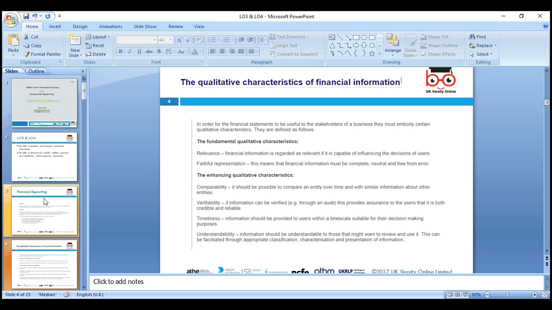Understandability: people who have a basic understanding of accounting and finance should understand the information, and the language we use should be understandable as well. Those are the users who might want to review or use it. So information should be understandable, and this can be facilitated by appropriate classification, categorization, and presentation.